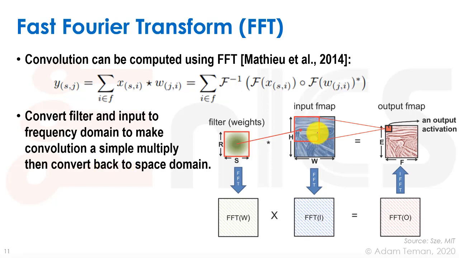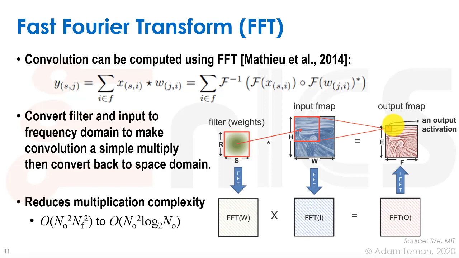So we're going to take our input map, run an FFT, and get the FFT of the input map. We're going to take our filter, run an FFT, and get the FFT of the weights. We're going to just multiply these, get the FFT of the output, then run an inverse FFT, and we'll get our output fmap. That seems like it would be a much simpler computation than doing our whole convolution. Actually, this reduces the complexity from the size of the output squared times the size of the filter squared, to something like the size of the output squared times the log of the size of the filter. That's supposed to be an F.